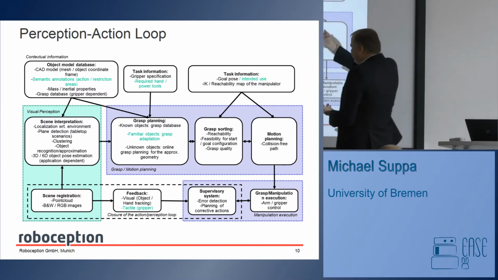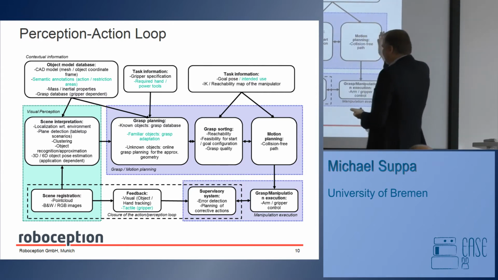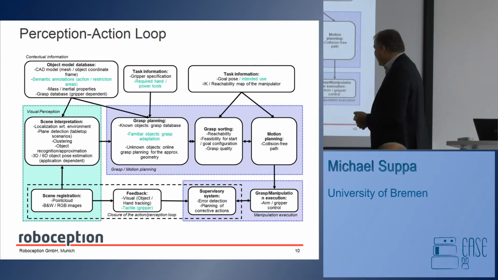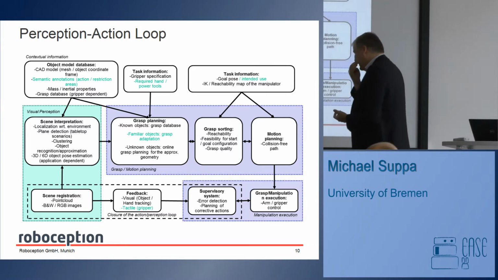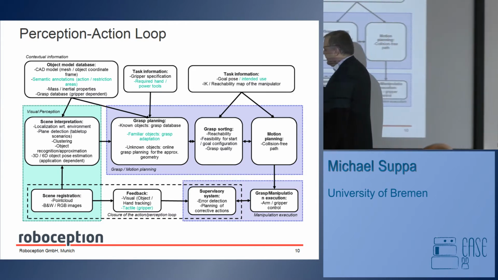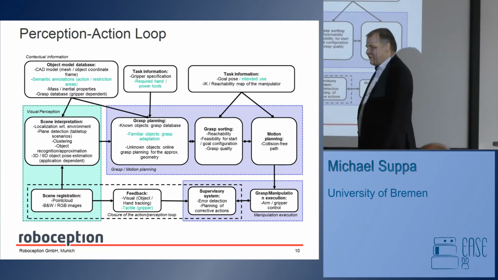It comes to graph sorting, reachability, feasibility, accessibility, then the classical thing, your collision-free path planning. Then you go to the execution. And then I think the important thing here is that loop. That is basically the supervisory system.